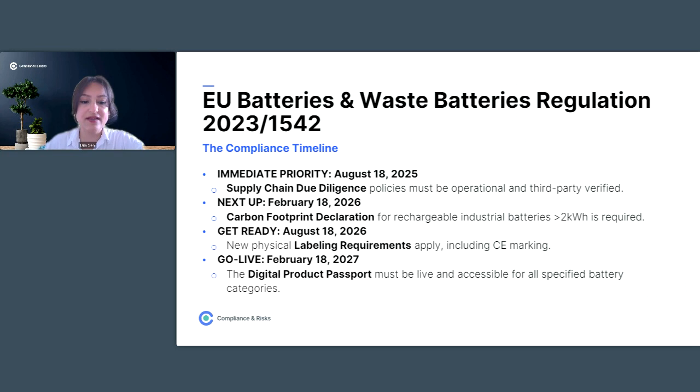Next, by February 2026, the carbon footprint declaration for industrial batteries is due. This is not a simple estimate. It requires a full life cycle assessment. Then in August 2026, the new physical labels, including the QR code, must appear on your products. All of these are prerequisites for the final go-live date of 18th of February 2027, when the full DPP must be active.